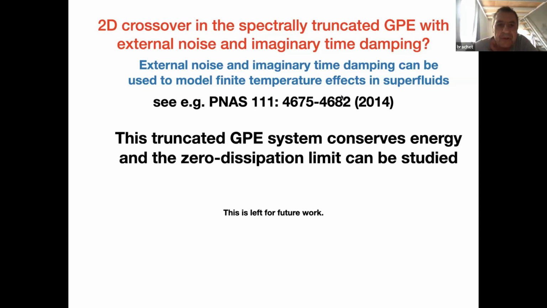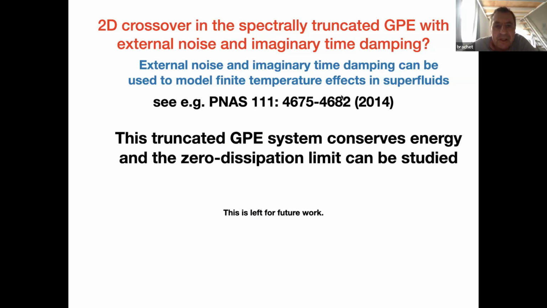Some finite temperature models of Gross-Pitaevskii dynamics. The idea is you can add, as you know, so-called imaginary time damping. That means you add to the Gross-Pitaevskii equation a damping term that corresponds to imaginary time evolution, and you can add a noise, exactly like we did before for the KPZ problem.